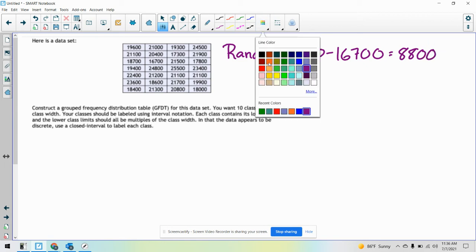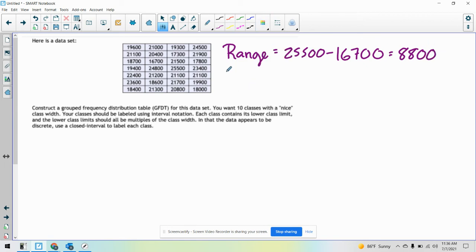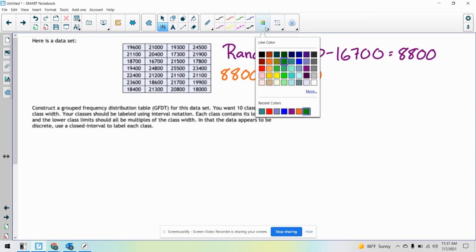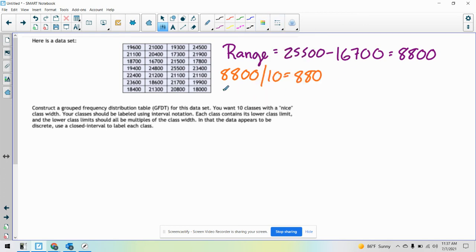And you were right. You're going to take that number and divide it by 10 because I want 10 classes. That is 880. And you were right again. Let's round that up to the next nice number. So my class width is going to equal 1,000.